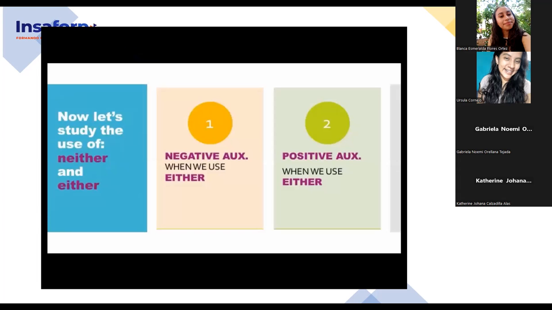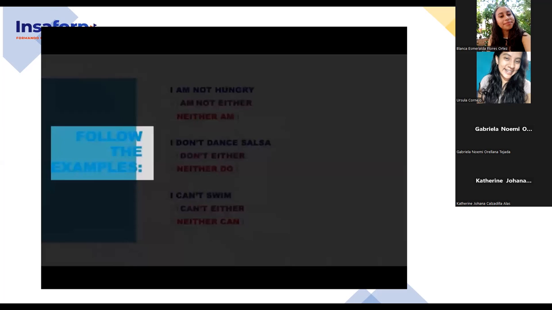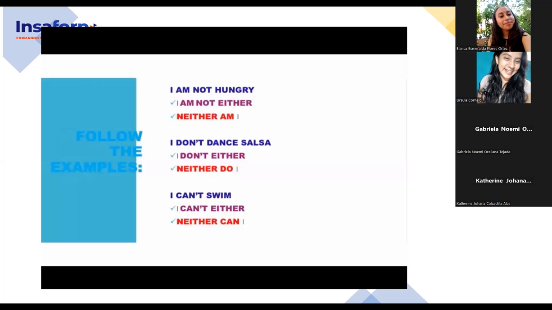Now let's study the use of neither and either. To show agreement with negative statements, we can use neither and either. We also use the auxiliary verb of the short answer of the statement. Pay attention to the following. We use the negative auxiliary when we use either, and the positive auxiliary with either. Follow the examples. I am not hungry. I am not either. Neither am I. I don't dance salsa. I don't either. Neither do I. I can't swim. I can't either. Neither can I.